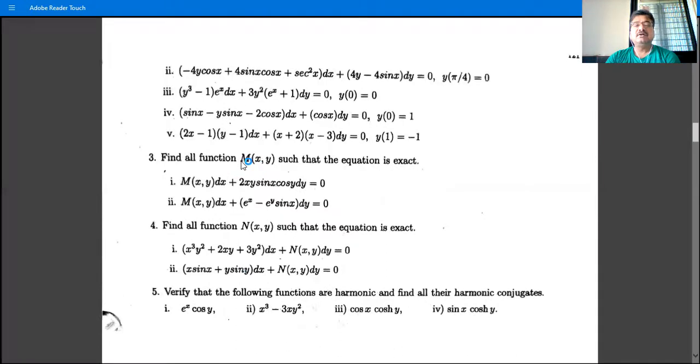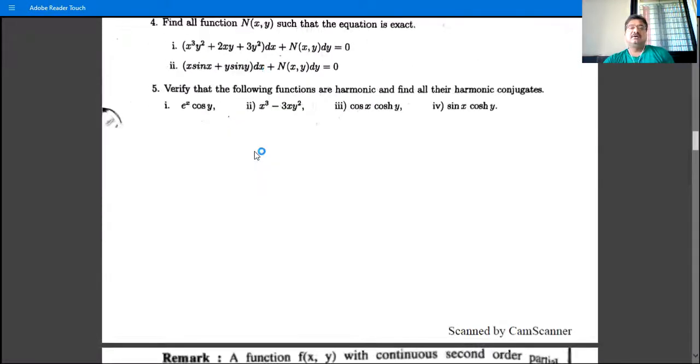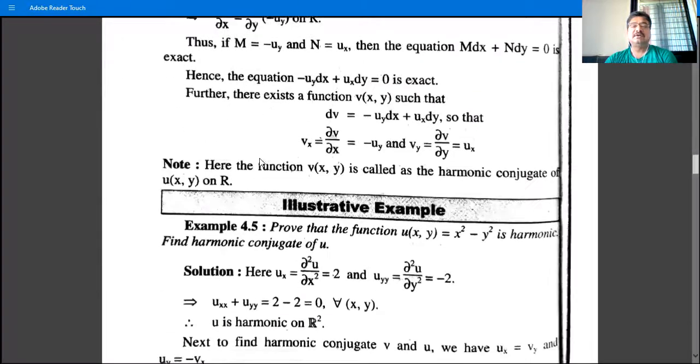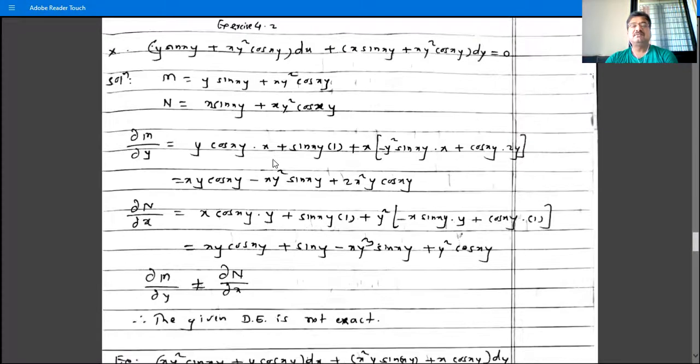So in all, there are 25 plus this 5 and 5. In all, 30 to 35 problems are given in this exercise of the type exact differential equation. So we will solve some problems of this type. That is, this is the 10th number problem.